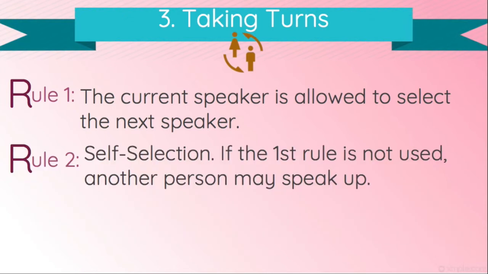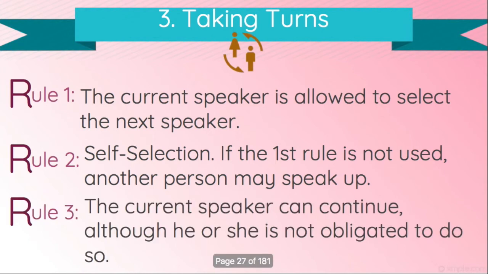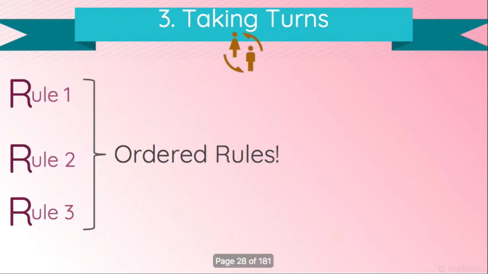Rule 2 is self-selection. So if the first rule is not used, another person may speak up. Essentially, self-selection talks about how, usually when there's an awkward silence after someone stops talking in a conversation, you could just step up and speak yourself. And rule 3 is the current speaker can continue, although he or she is not obligated to do so. So it's also possible that someone else doesn't take the floor and the original speaker just continues on with his or her story or part of the dialogue.